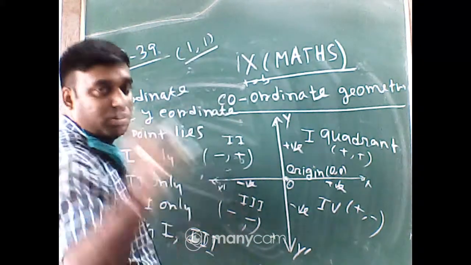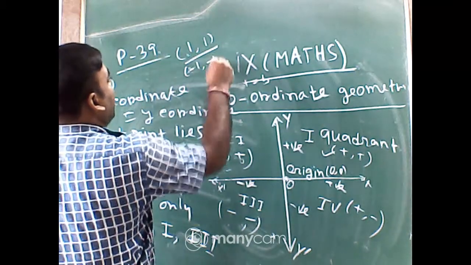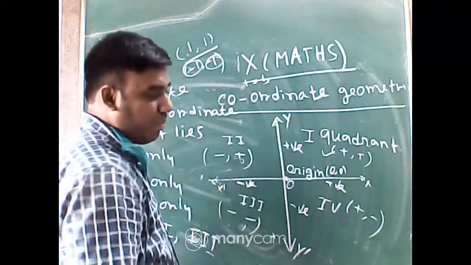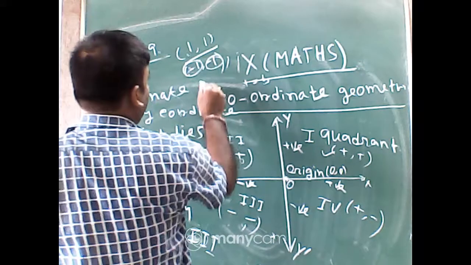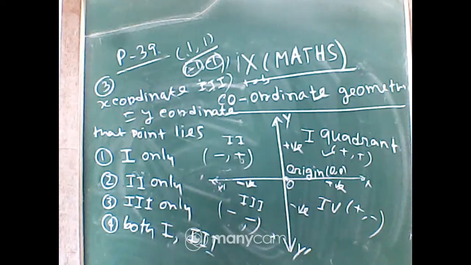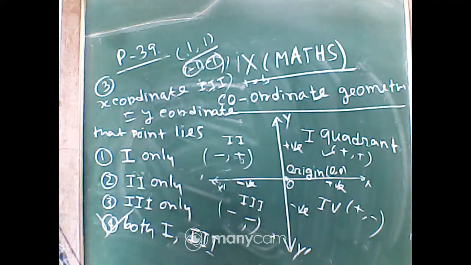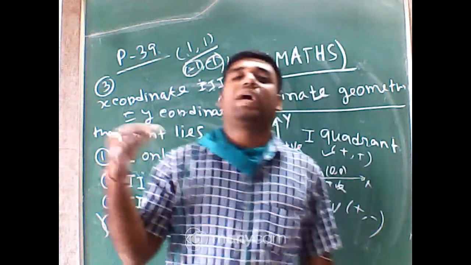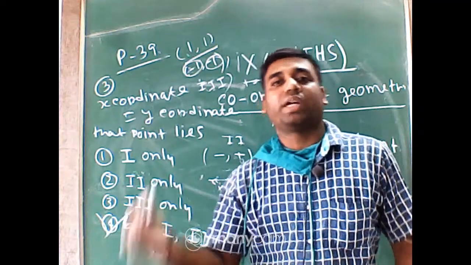I am taking the point 1, 1. Both are the same and both are positive, so it lies in the first quadrant. And minus 1, minus 1: the x coordinate and y coordinate are also the same, and both are negative, so it lies in the third quadrant. So the answer is 1 and 3 quadrant. Points in which x coordinate equals y coordinate lie either in the first quadrant or the third quadrant. Got it, everyone?